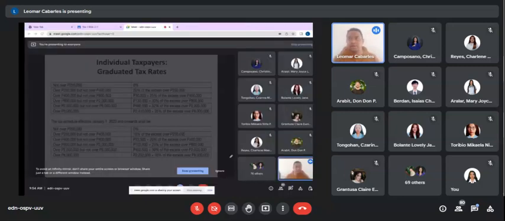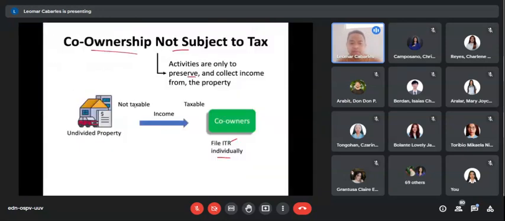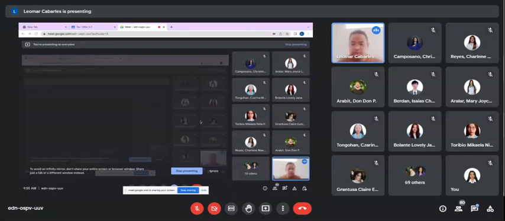It makes sense kasi may itinayo bang corporation doon sa situation na yon or wala? The answer is wala. Wala namang tinayong corporation doon. It just so happened that they co-own the property which were bequeathed to them or donated to them. So, therefore, there's no corporation to speak of. There's no corporate taxpayer. So whatever income that the property earns would go to the individual owners, and the individual owners would pay the tax on their own, in their individual capacity. Does it make sense?